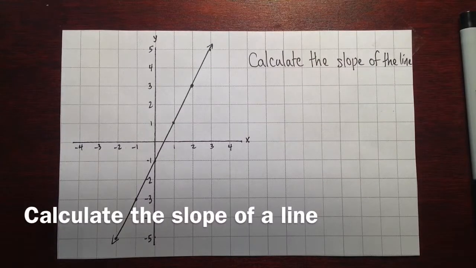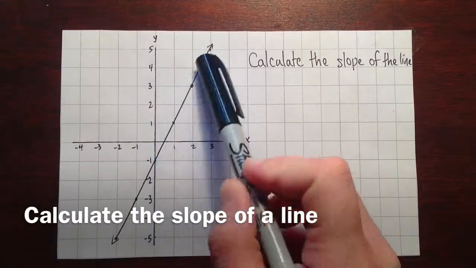Hi. In this video I'm going to show you how to find the slope of a line from the graph. I'm going to do 3 examples, and the first one I'm going to do 2 different ways, just to show you that either of the 2 ways works. So here we've got a graph. We've got this line here. We need to find the slope.